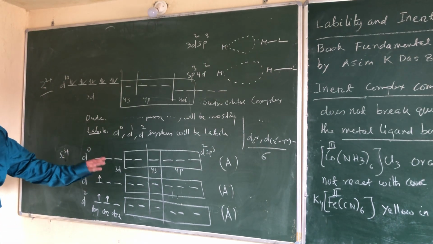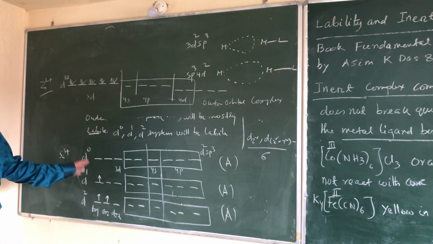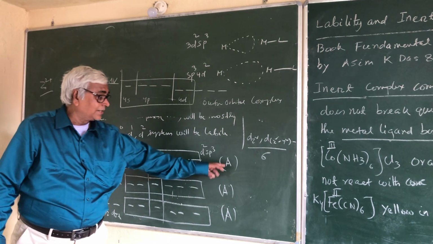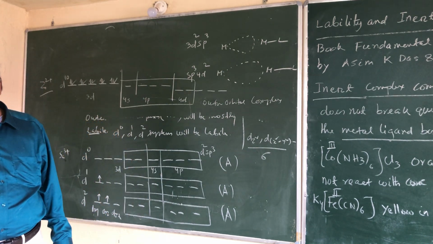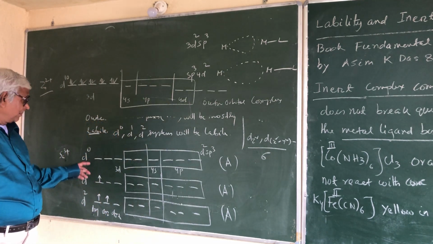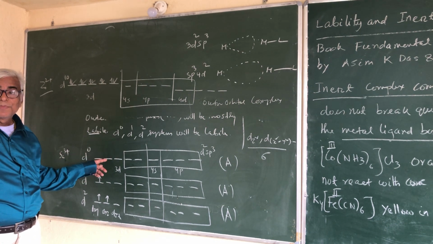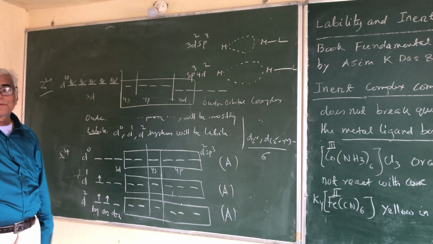But here, the inner d orbital complex produced is labile. Why will it be labile? Because if the mechanism is associative, then the system will be labile. Associative is labile because here the d orbitals are vacant, so a ligand can form a bond with the vacant d orbital.